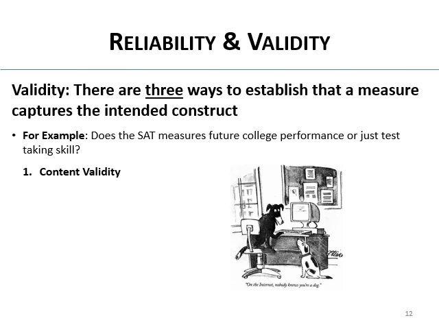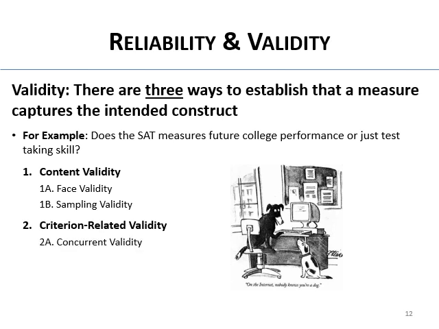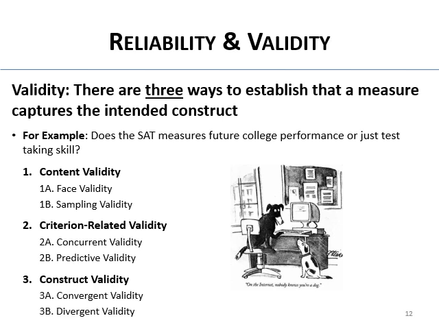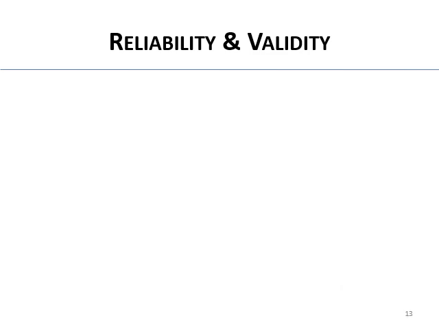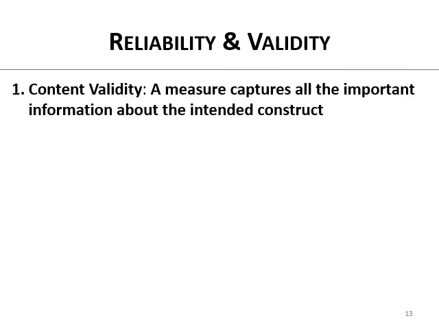So there are the three ways. There's content validity. Content validity has two subtypes, face validity and sampling validity. There's criterion-related validity, and again, two subtypes is the theme here. There's concurrent validity and predictive validity. And then finally, construct validity, you're never going to guess, two subtypes. Convergent validity, divergent validity.